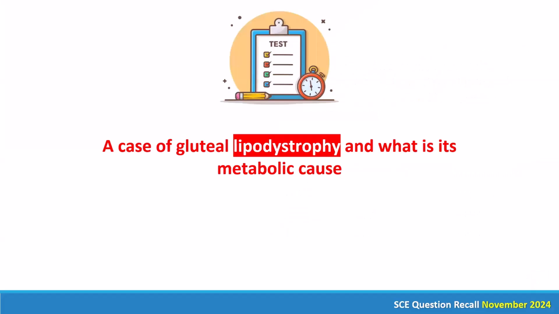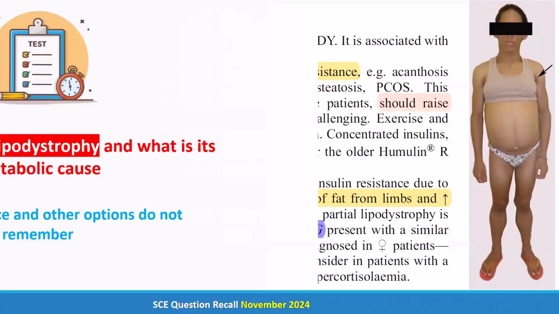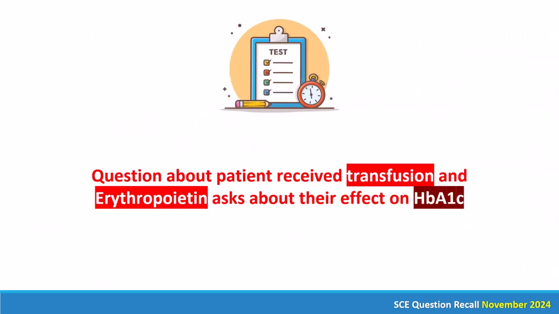Another question from November 2024, a case of gluteal lipodystrophy, and it asks about its metabolic cause. Of course, this is a case of insulin resistance, a case of lipodystrophy, and I will cover it in more detail later. As we mentioned previously, it is due to a mutation in the lamin A and PPAR gamma, and of course, treatment should be with insulin sensitizers and insulin therapy.